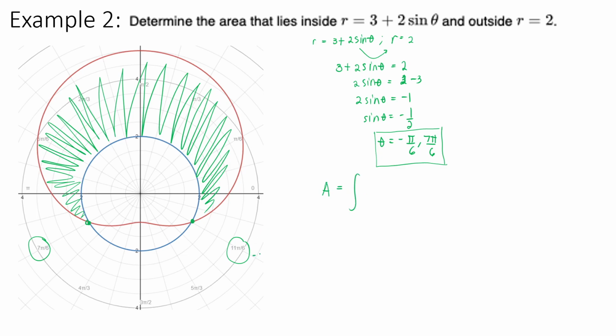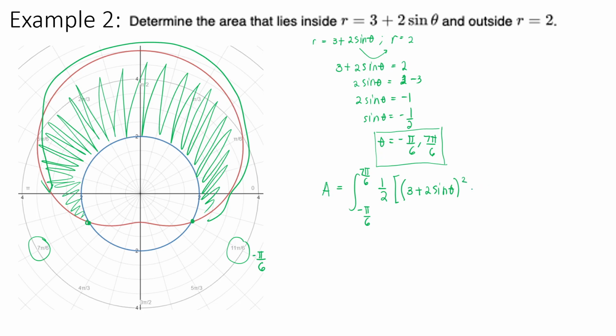So again, our counterpart for this one is negative pi over 6. We measure counterclockwise, going towards the opposite side, 7 pi over 6. So negative pi over 6, and then 7 pi over 6. Then we have 1 half. Starting with the outer r first, that's the red graph, that will be 3 plus 2 sine theta squared, and then minus the blue graph, which is 2 squared, and then d theta. So again, from here you can already use your calculator.